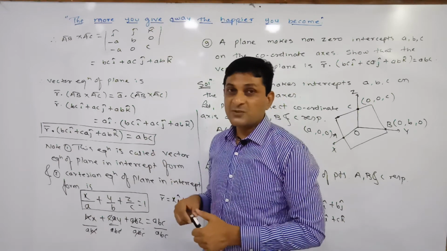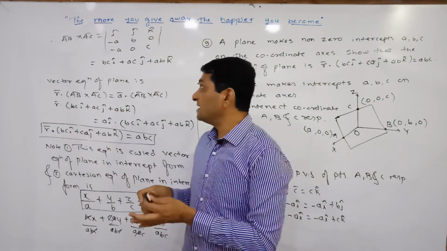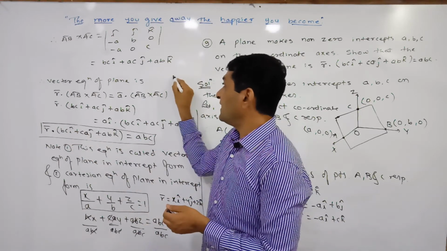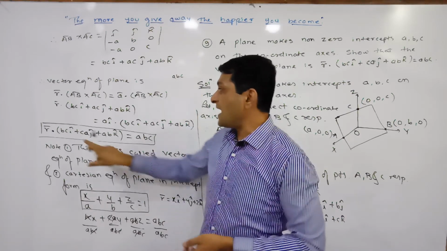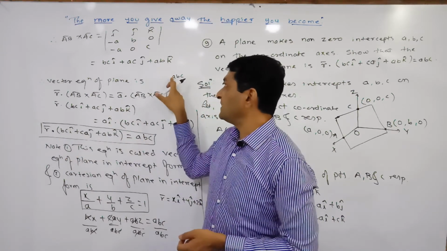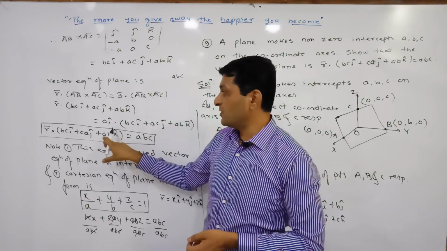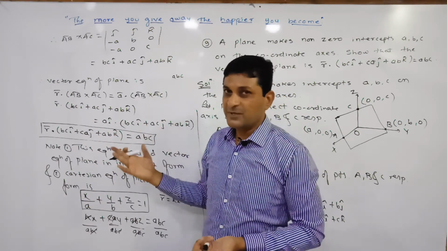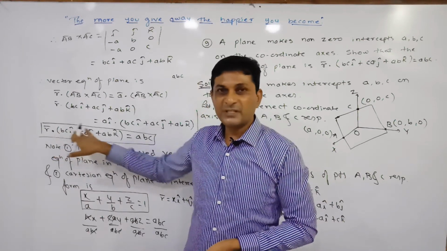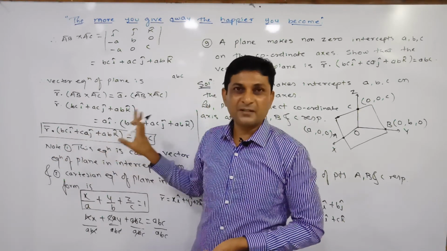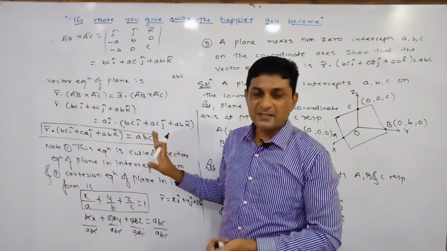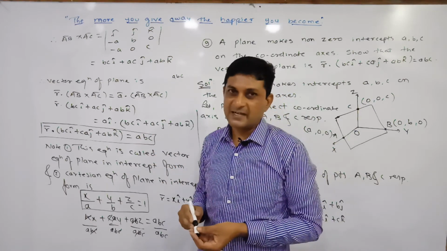How to remember this formula? Coefficient, what are our intercepts? A, B, C. In the coefficient of i, A is missing, in the coefficient of j, B is missing, and in the coefficient of k, C is missing. Simply we can remember: in the first term A is missing, in the second term B is missing, in the third term C is missing, and on the right-hand side A, B, C all the terms are present.